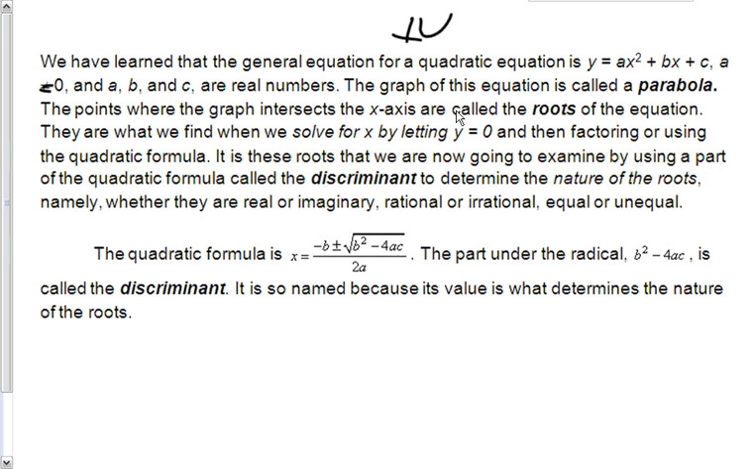There are 4 cases. It's going to tell you if the roots are real or imaginary, aka can't use them in the real number system, rational or irrational, equal or unequal. We're going to see those things just by this one number. You can determine it. The discriminant is the part under the radical. It's b squared minus 4ac. So let's take a look at the 4 cases and what can happen.